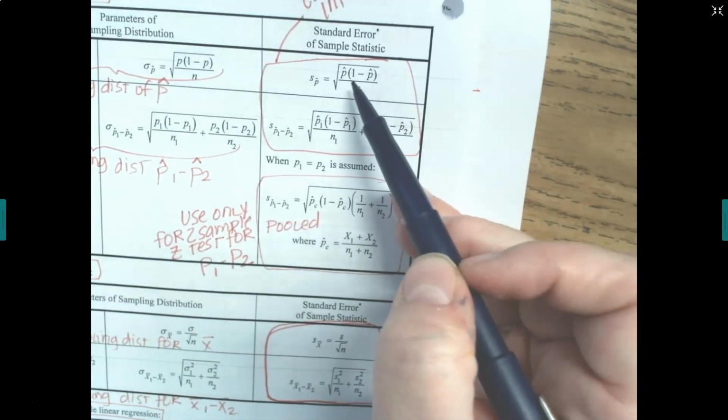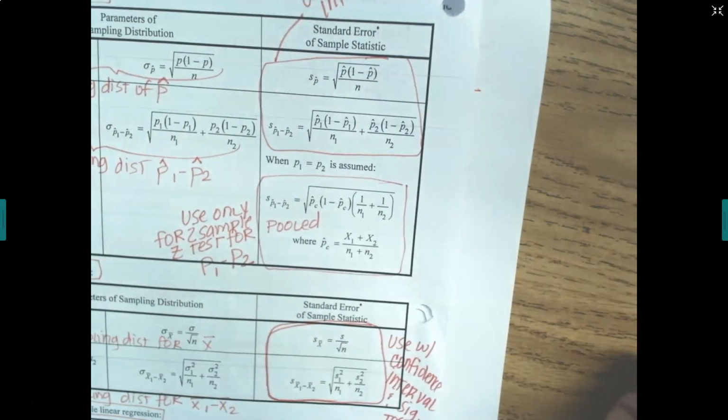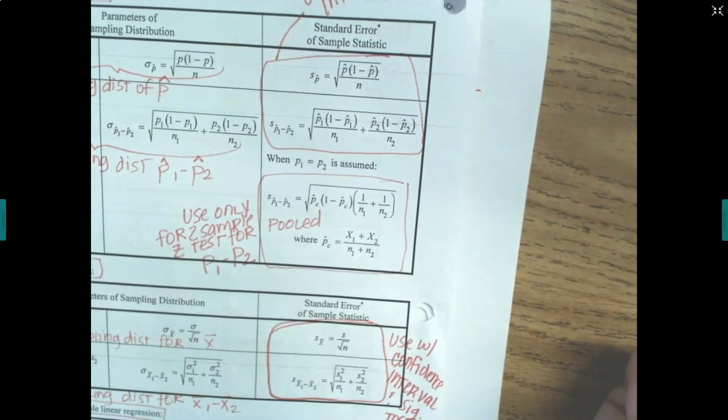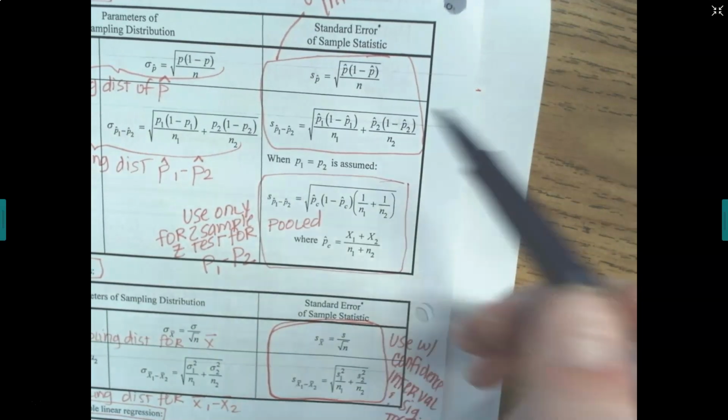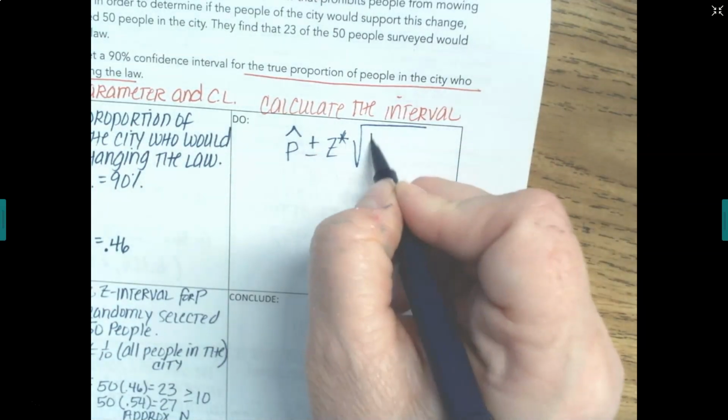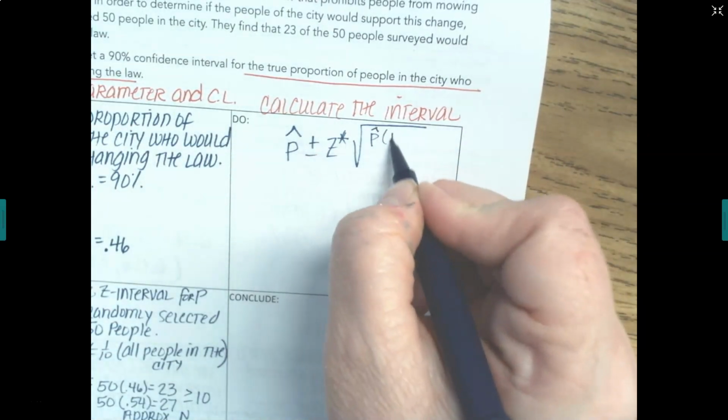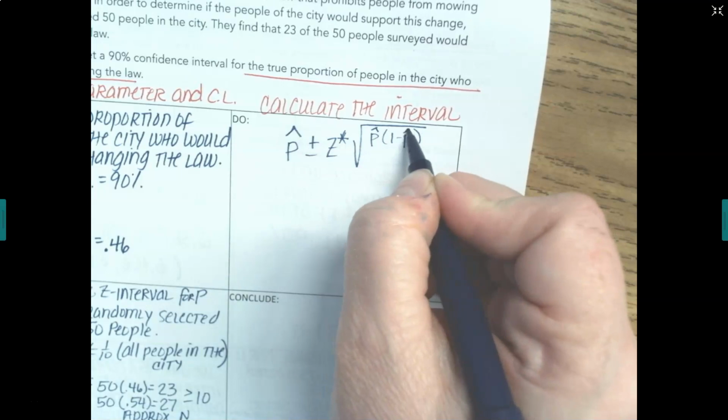When we're finding this standard error, we have to be using p hat because we don't know the population proportion. That's what we're actually trying to estimate. So if you're writing the specific formula before you plug in, make sure you put p hats here, because the number we plug in will be a p hat.